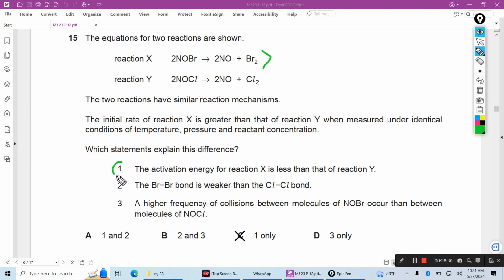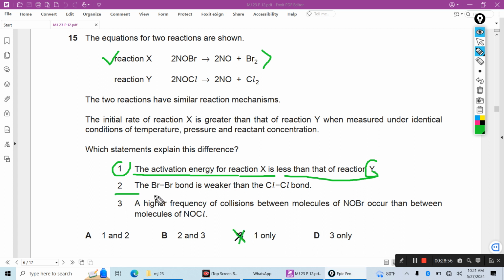So this answer will be 1, because the activation energy for reaction X is less than the activation energy of Y. Reaction X has lower activation energy. So if activation energy is less, more molecules have energy greater than the activation energy, so more successful collisions occur. So C is the right answer.